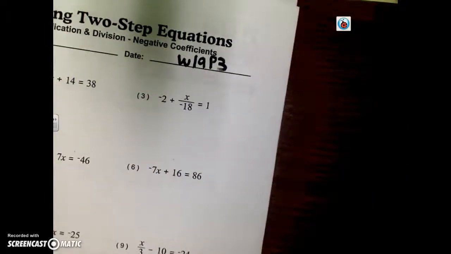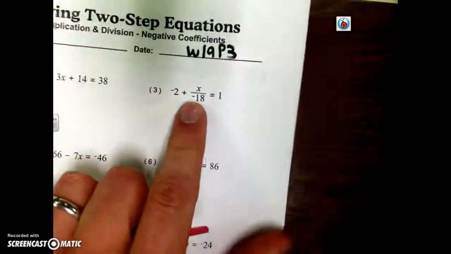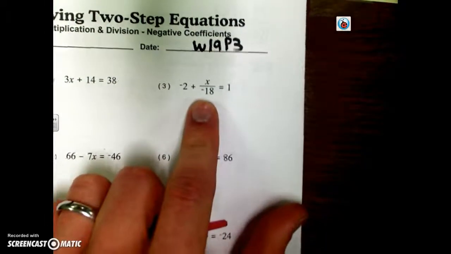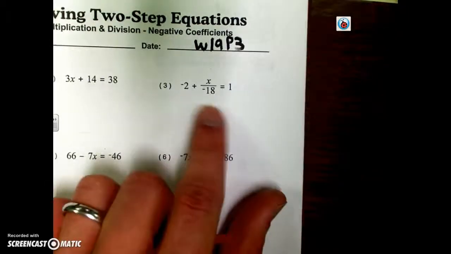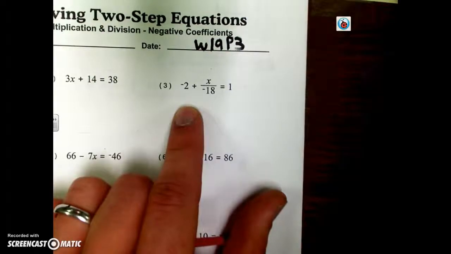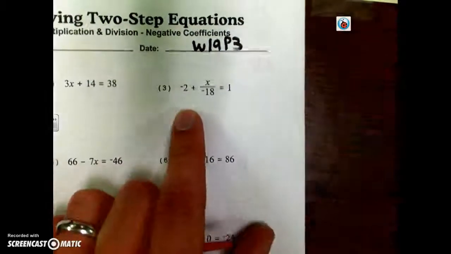Now, page 3, this is our two-step equations. Don't get intimidated by the fractions. Let's, for example, look here at number 3. So we know with two-step equations, we have to add or subtract first. Then we deal with multiplication or division. But looking at the side that has my x on it, I need to get rid of this negative 2. So I will add 2 to both sides.